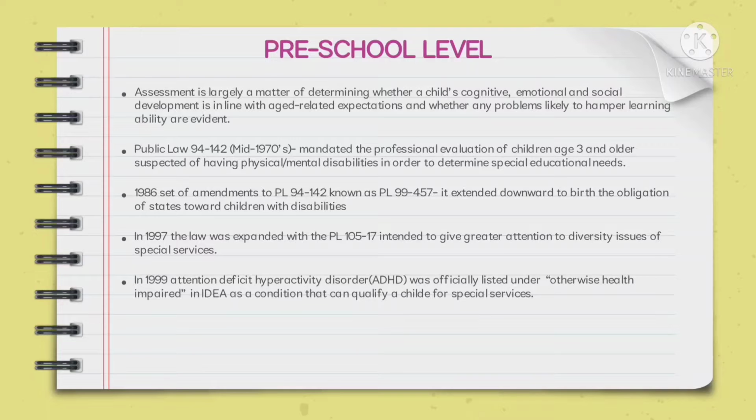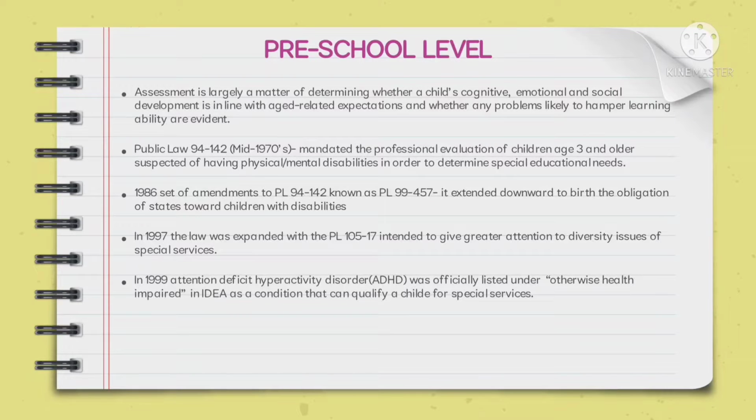And in 1986, a set of amendments to PL 94-142, known as PL 99-457, extended downward to birth the obligation of states toward children with disabilities. It further mandated that beginning with the school year 1990 to 1991, all disabled children from ages 3 to 5 were to be provided with a free, appropriate education.